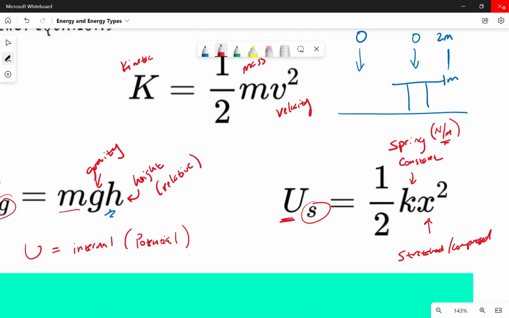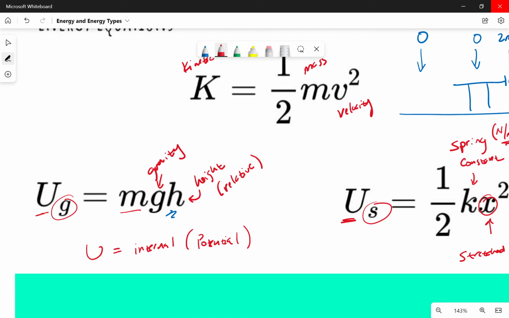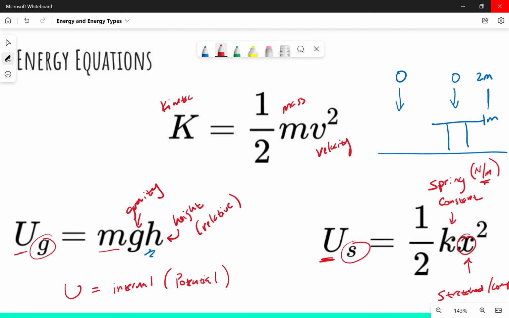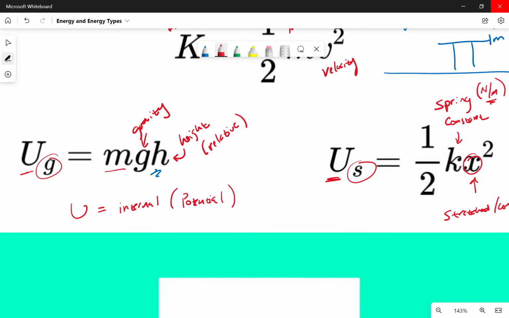So if it's been stretched 1 centimeter, then we would put that in there. But we want to put it in meters, so 0.01 meters. So that's that equation there. All of them, I think, are fairly straightforward. And let's look at some examples now.